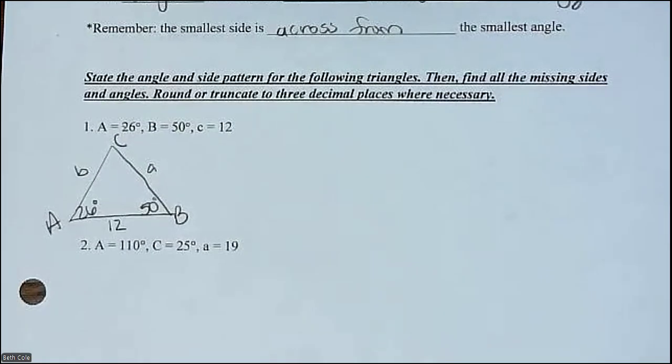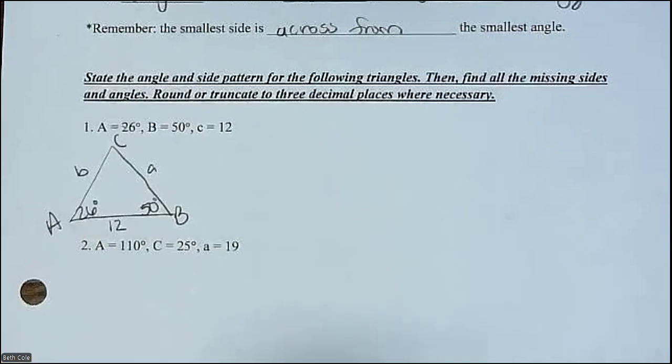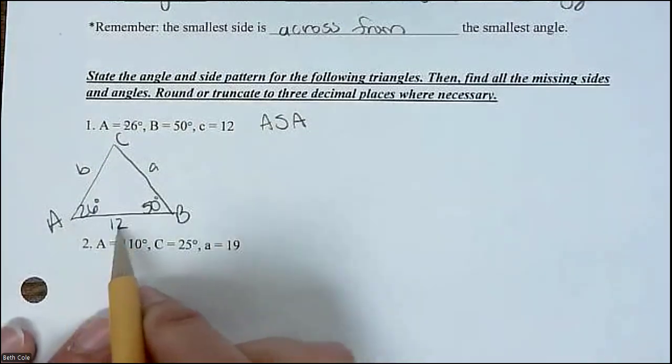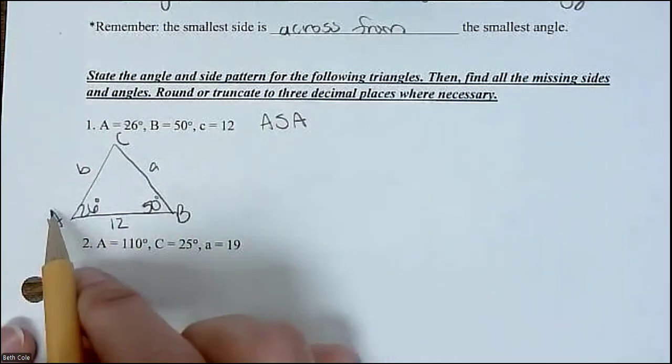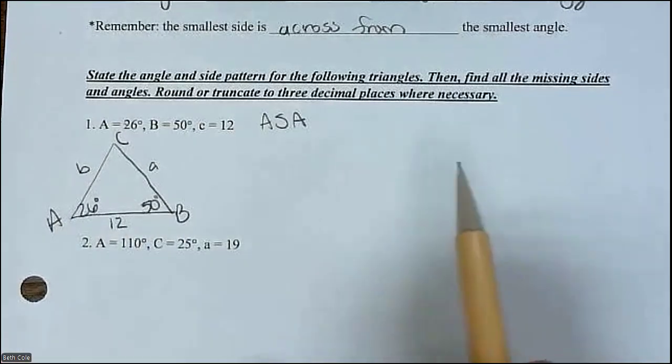What is the pattern? I want you to start getting used to looking at it. You have two angles and one side. Good. Why is it angle, side, angle? Why is the side there? Do you see how the side is sandwiched in between the two angles? So angle, side, angle. So let's list out what we're missing.